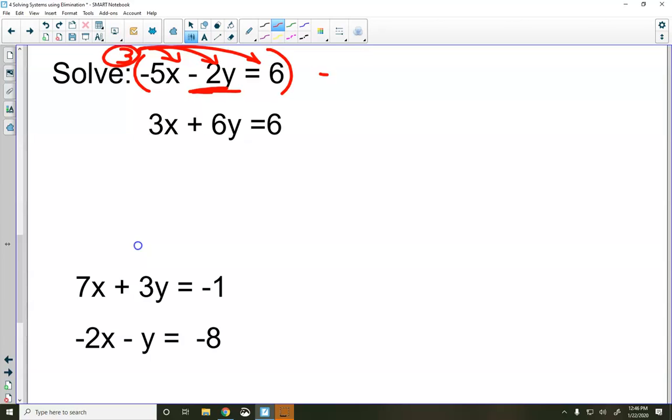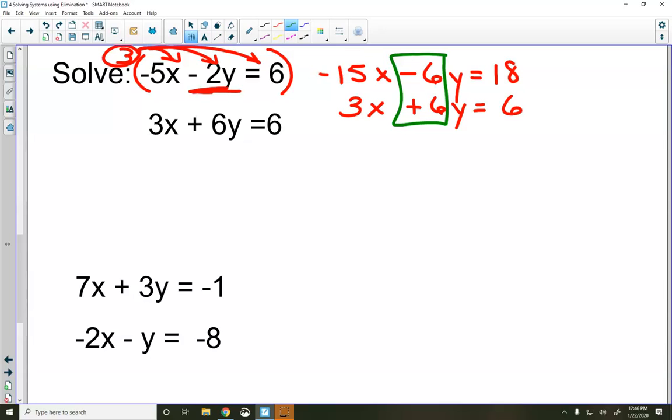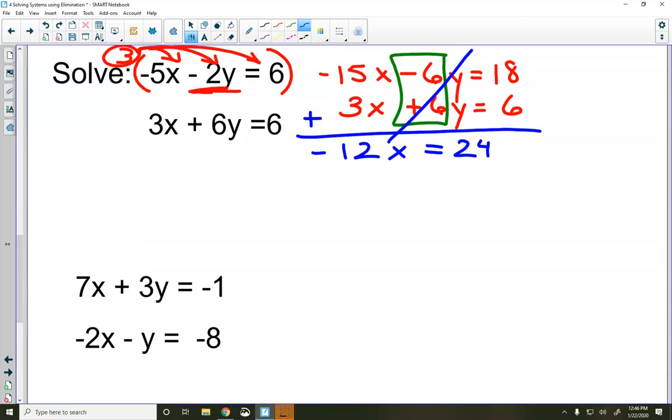Okay? So this becomes negative 15x minus 6y equals 18. And the bottom equation stays as 3x plus 6y equals 6. I now have a problem where I have coefficients that are opposites. If I were to add these two equations, I'd get negative 12x. The y's would cancel out, and it would equal 24. I can continue to solve for x is equal to negative 2, and it would be good.